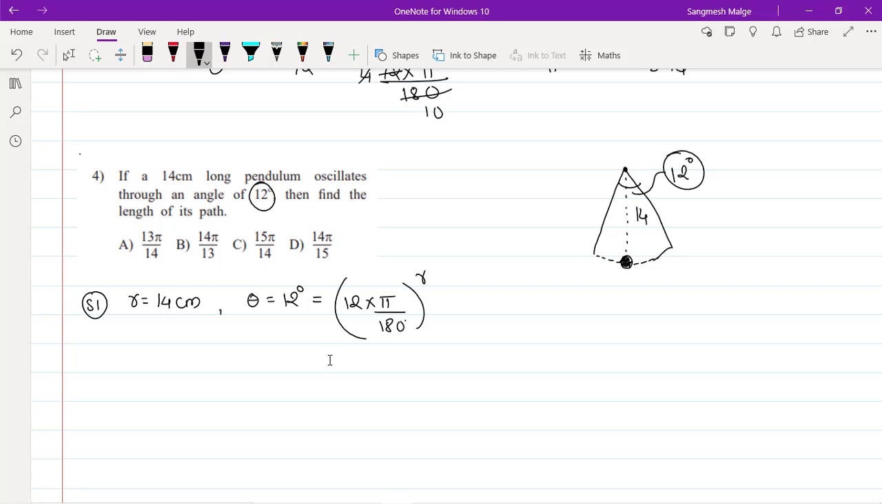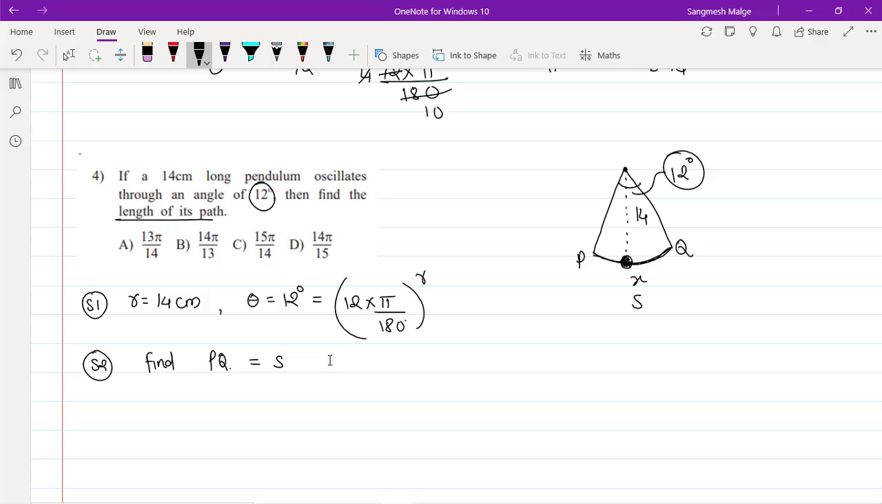Now our task is to find the length of its path. So we have to find this length. Suppose we name this PQ. So we have to find PQ. Let's write in the second step. Step number 2 is what? Find the length of PQ, or we can say it is S in our standard notation.